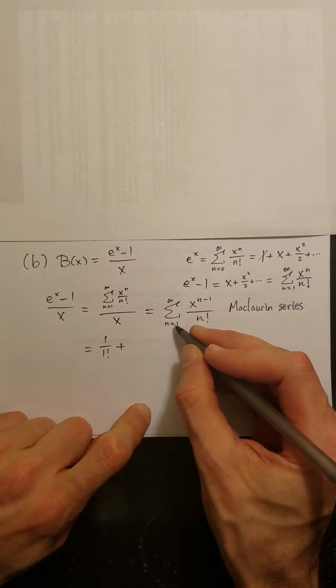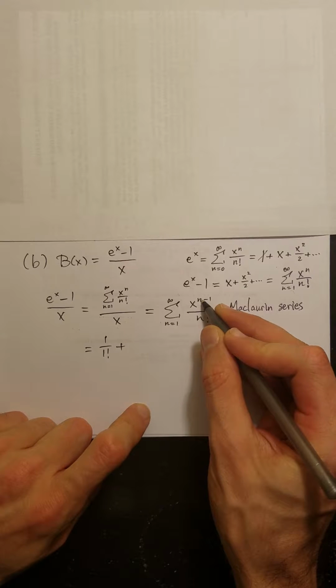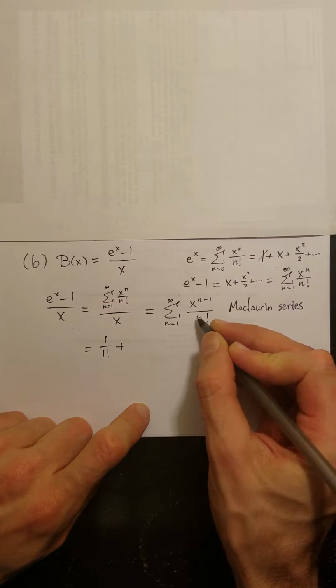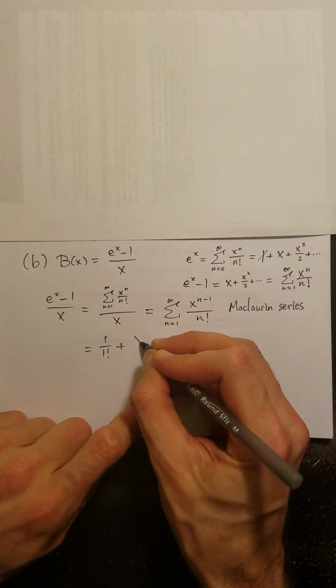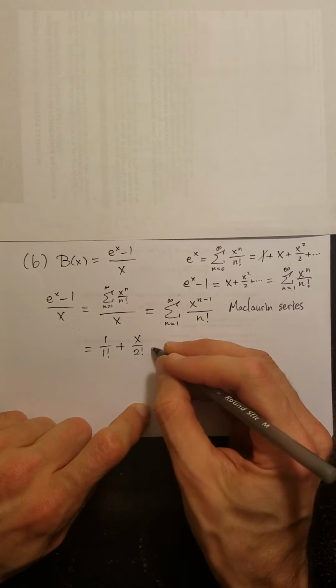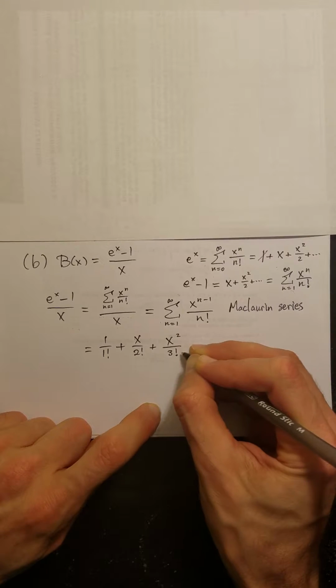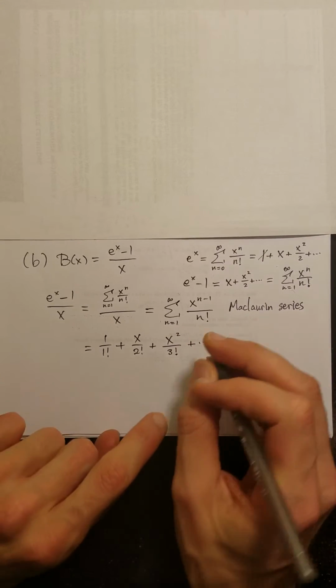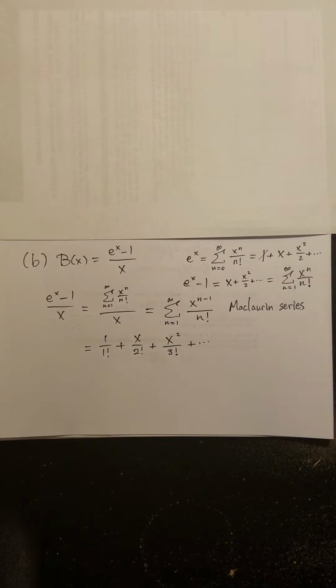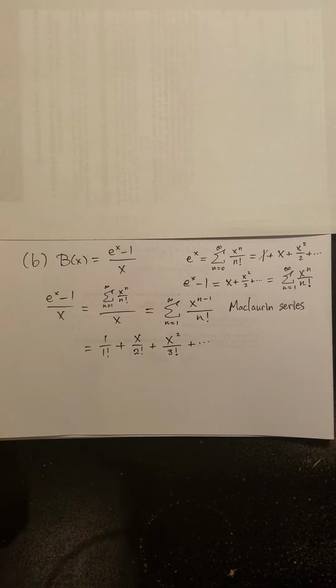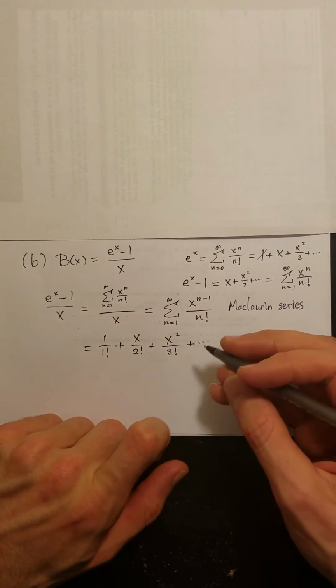And then we add, when n is equal to 2, this is x to the power 2 minus 1, so x to the 1 divided by 2 factorial, so this is x divided by 2 factorial, plus the next term is x squared divided by 3 factorial. And then, of course, we have infinitely many terms that we're not writing, and so we just write a couple dots, and that indicates this fact.